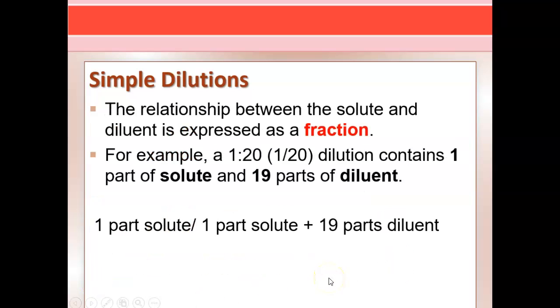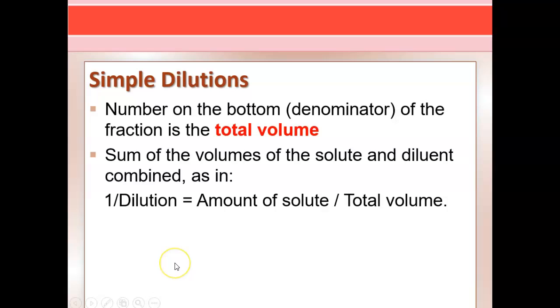The relationship between the solute and the diluent is expressed as a fraction. For example, a 1:20 dilution or 1/20 dilution contains 1 part of solute, which would be our serum usually, and 19 parts of diluent. So 1 part of solute over 1 part of solute plus 19 parts of diluent would be 1/20. So we get our 1:20 dilution.